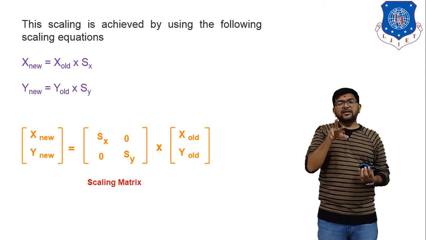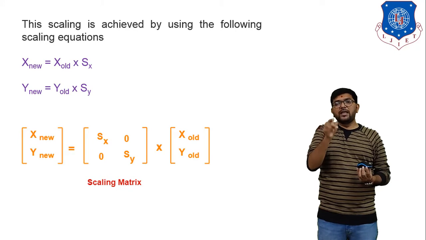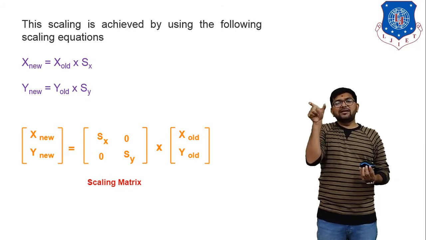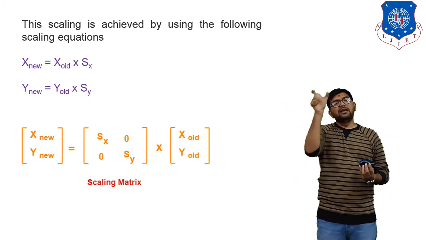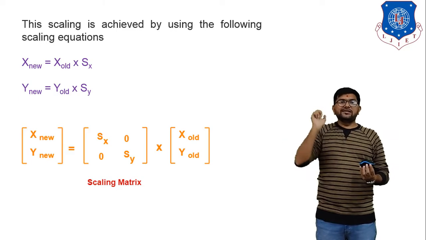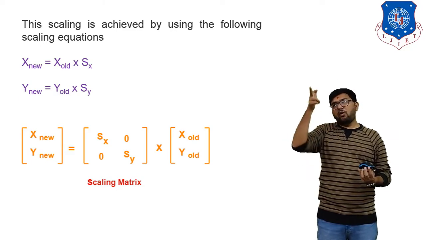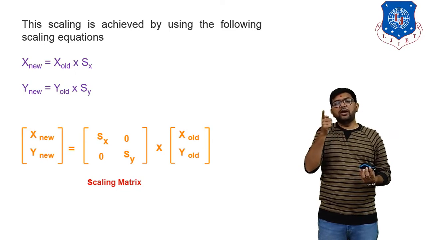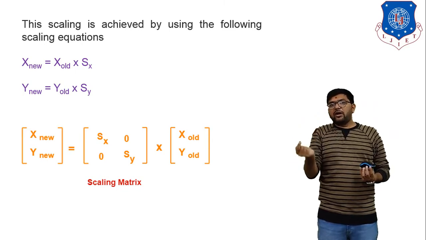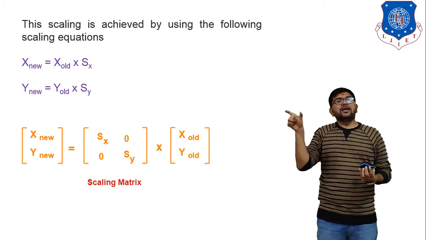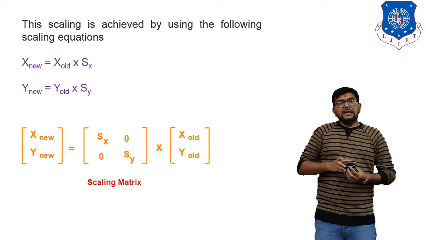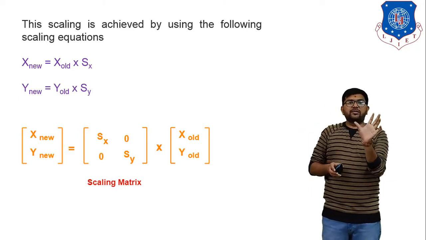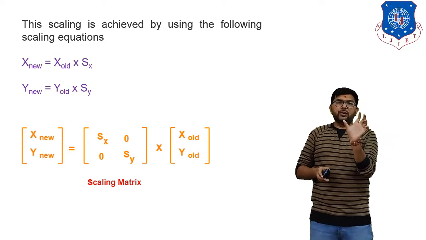Clear? If you multiply these two matrices, first row first column, so sx into x old plus 0 into y old. So the answer is sx into x old. So the answer for x new is sx into x old. This is the above equation of x new. Same way, if you multiply second row first column, that means 0 into x old plus sy into y old, and you will get the answer sy into y old. This is the above equation of y new. Clear? So you have to remember this equation. Based on this equation we have to solve one numerical.